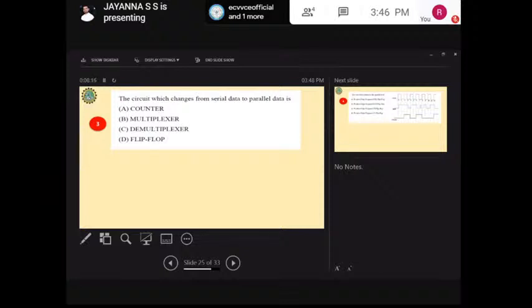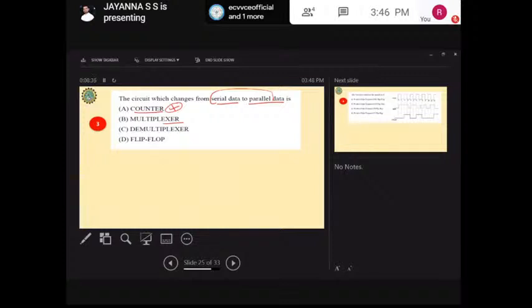Next, the circuit which changes serial data to parallel data. They have asked for the circuit which changes the serial data to parallel data. In counters, they have not mentioned which counter this is. If you consider a multiplexer, it is impossible. Okay, let us look into the other options.